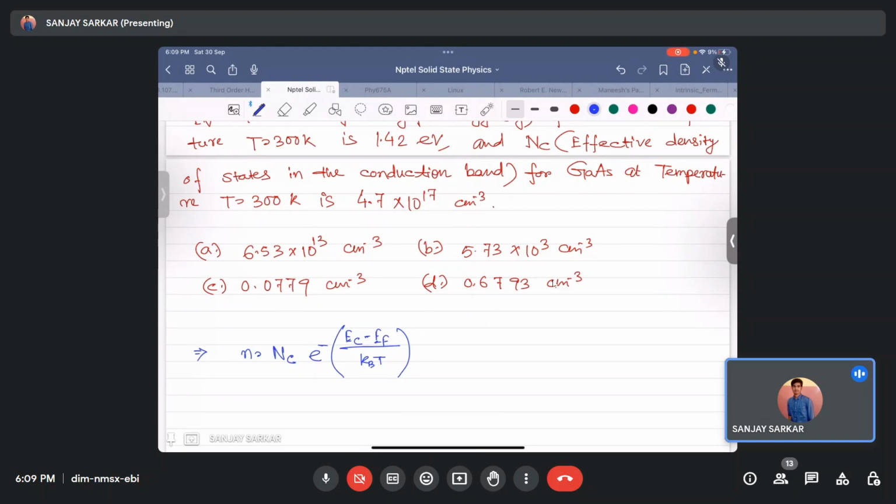Now in the previous problem, let's say this is the valence band, this is the Fermi energy, this is the conduction band.